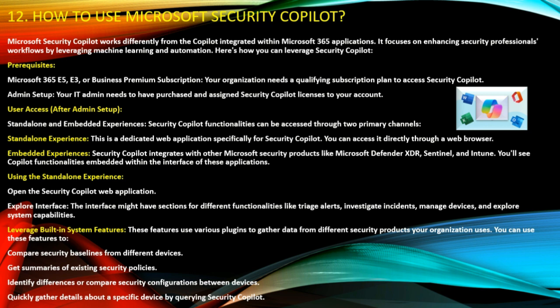User access. After admin setup, Security Copilot functionalities can be accessed through two primary channels: standalone and embedded experiences. Standalone experience. This is a dedicated web application specifically for Security Copilot. You can access it directly through a web browser. Embedded experiences. Security Copilot integrates with other Microsoft security products like Microsoft Defender XDR, Sentinel, and Intune. You see Copilot functionalities embedded within the interface of these applications.